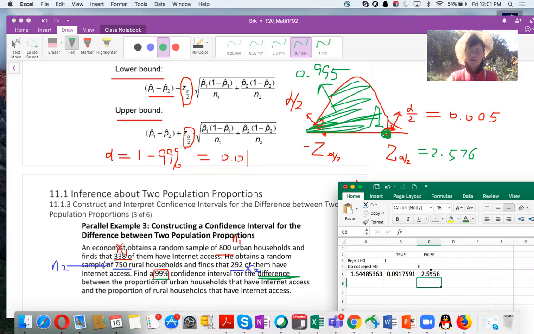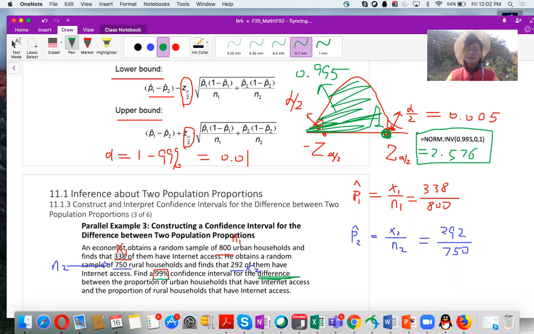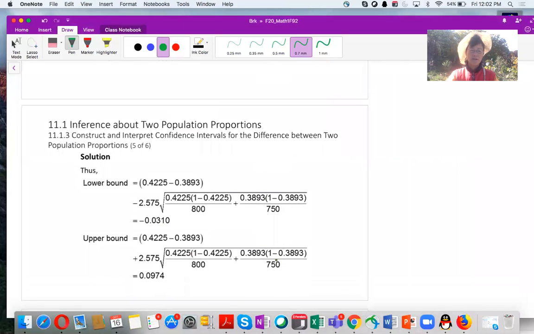I will also copy down the formula so that you have a reference. So this is the formula. Based on the formula, you get this number, and that number is z half alpha. So you have all the numbers you need to calculate the lower bound and upper bound. So I'm going to present the result. It is here: lower bound, upper bound.